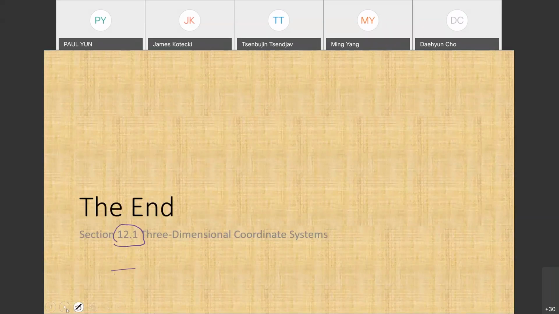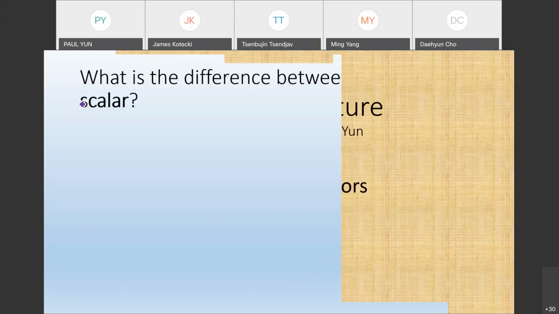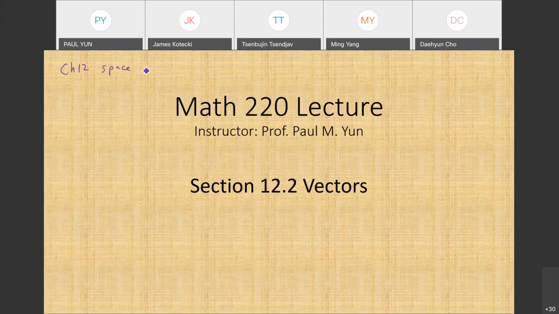Okay, that's good. So, let's summarize this. What are you learning here? Chapter 12, space surfaces. We did something like a paraboloid, some kind of shape thingy, right? Yeah, yeah. Okay.